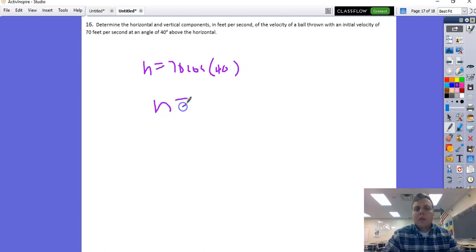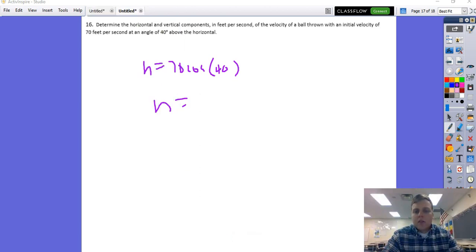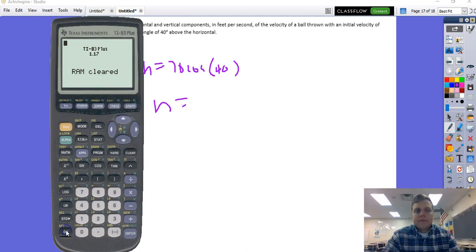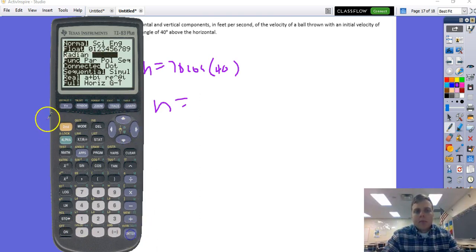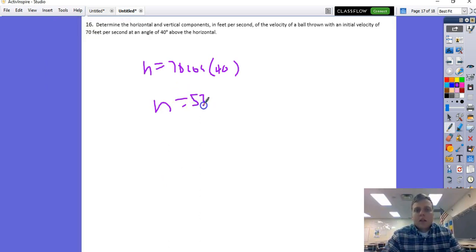So that's just simply going to be, so we'll grab a calculator, turn it on. It doesn't want to turn on, so we're just going to close it because sometimes that helps. Alright, so 70 times cosine, whoop, I'm going to plug in degrees. Let me make sure I'm in degree mode. Alright, I'm in degree mode. Second mode, jump out. 70 cosine 40, so that is 53.6.